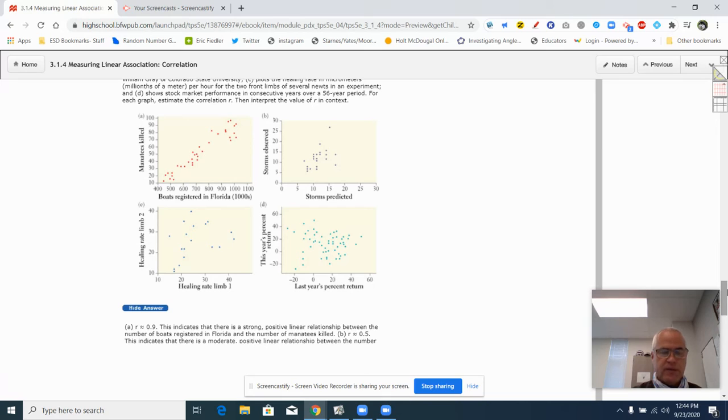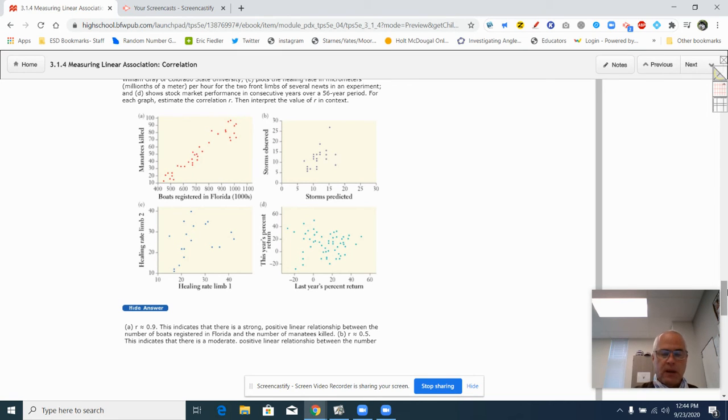And here is interpreting the value of R in context, which you will be asked to do. This indicates that there's a strong positive linear relationship between the number of boats registered in Florida and the number of manatees killed. Always describe the correlation between what you have as the explanatory variable on the x-axis and the response variable on the y.